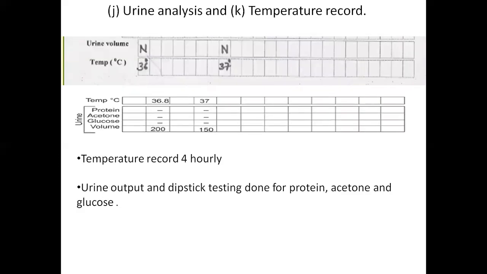Urine analysis and temperature record. The temperature record should be done every 4 hours, and urine output and dipstick testing done for protein, acetone and glucose at regular intervals when the urine is passed. The protein, acetone and glucose are checked by dipstick testing in the labor room, and it is mentioned in this row.